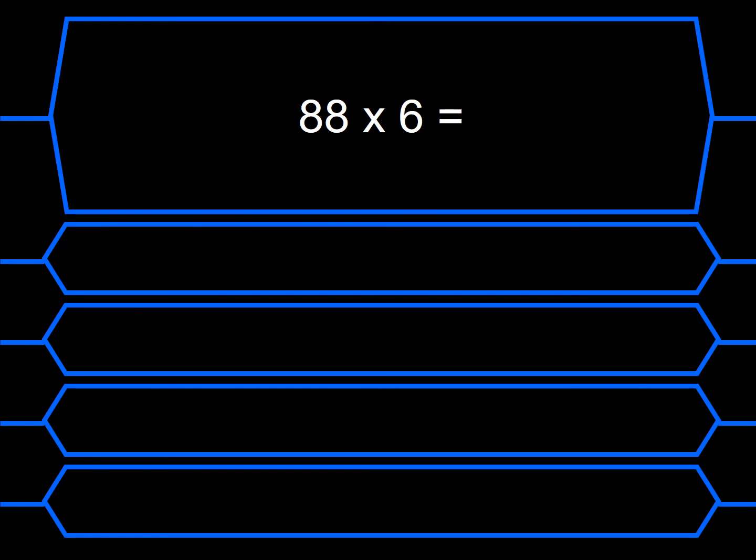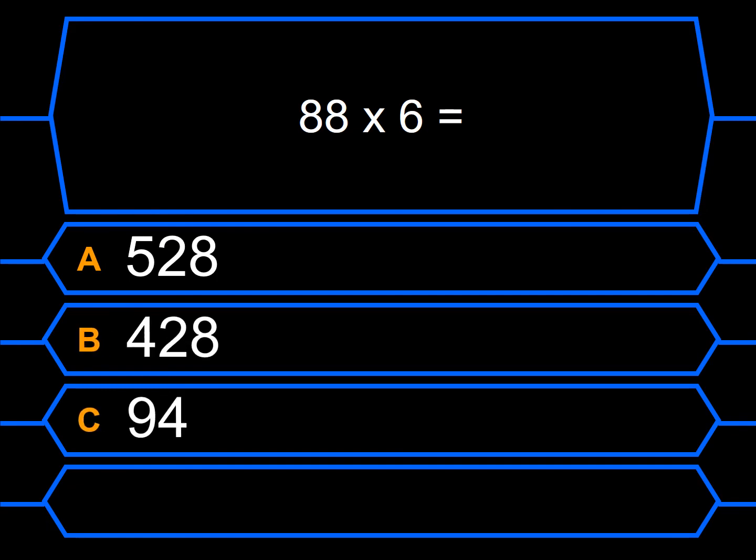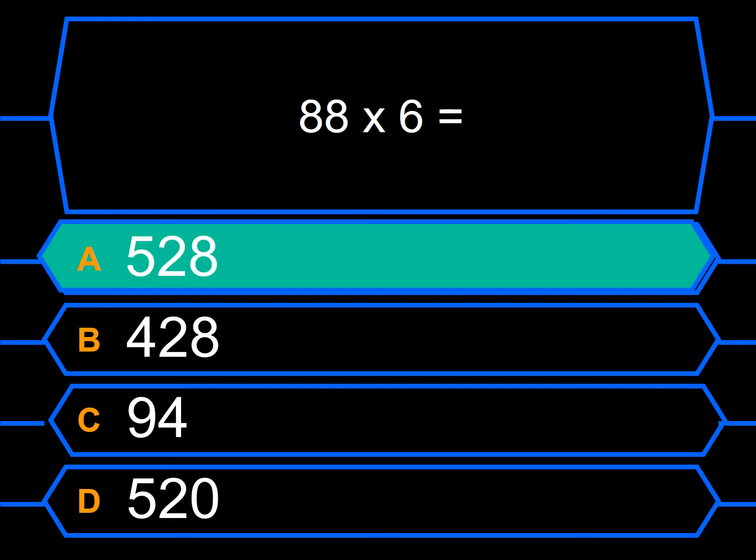88 times 6. Is it A, 528, B, 428, C, 94, or D, 520? Think carefully about which method you are going to do to work this out. Pause the video now and have a go. The answer is A, 528. If you got that one right, which was a bit more tricky, that is £400. Well done.